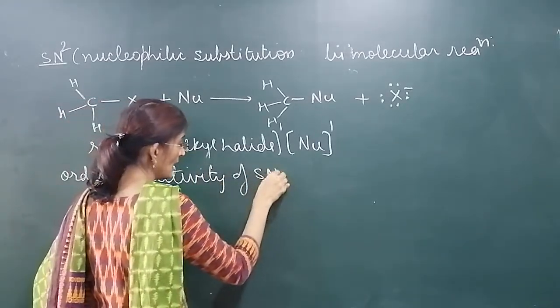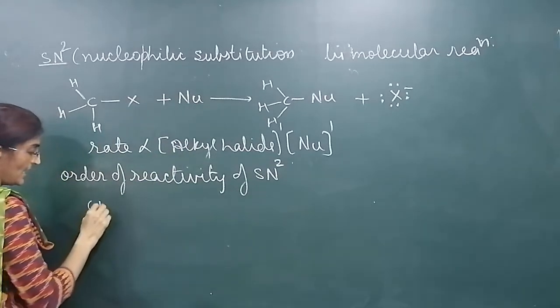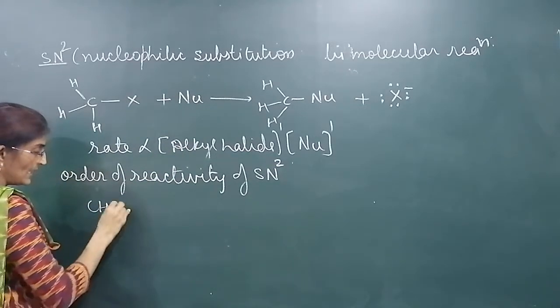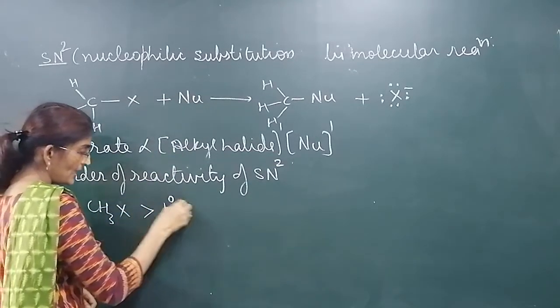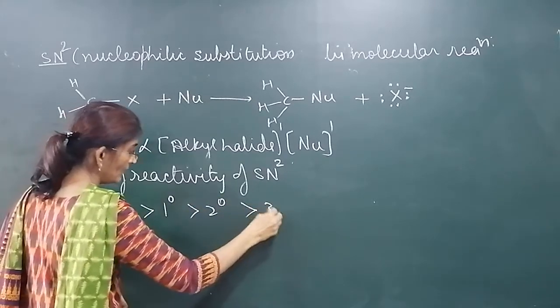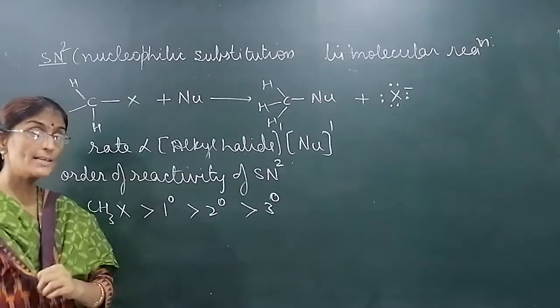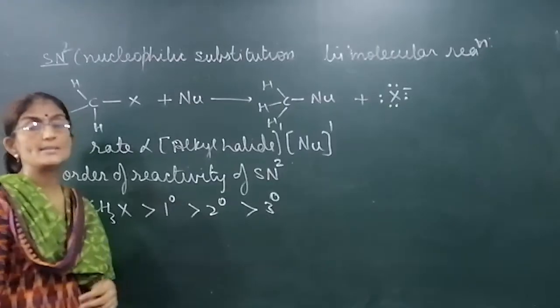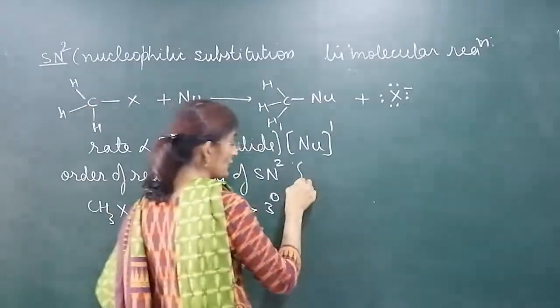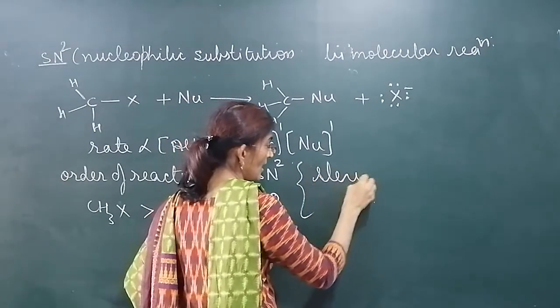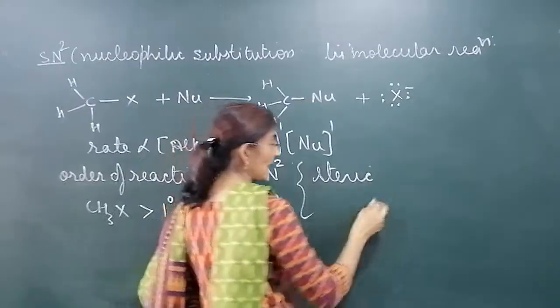Of SN2, methyl halide reacts faster. After that 1 degree, then 2 degree and then 3 degree, opposite to that of SN1. What is the reason? Here we have to see steric hindrance. Which factor will affect the stability or reactivity of the SN2 mechanism?